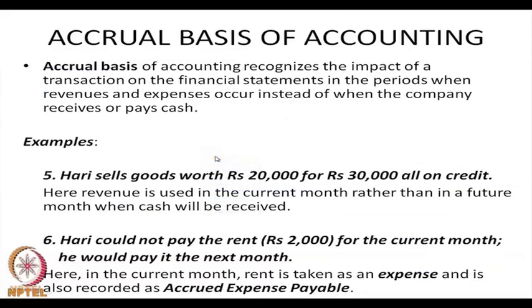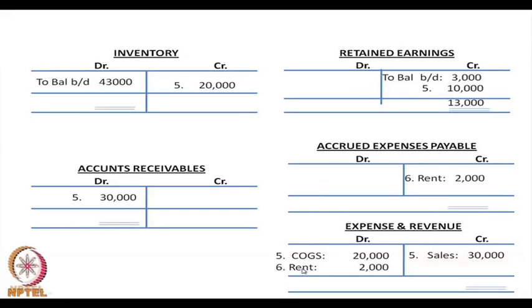The second example was that Hari could not pay rent of 2000 in the current month. So, rent is an expense. It is shown as an expense in this month's account, 2000 rupees, but at the same time we maintain another account saying accrued expenses payable. It has not been paid, we have to pay later, it is a liability, and since it is a liability, the rent is shown here as 2000 rupees. Now, look at these examples, the cash account is not at all involved because cash has not changed hands, yet we maintain the account as if the transactions have taken place in this month, and this basis is called the accrual basis compared to the cash basis.